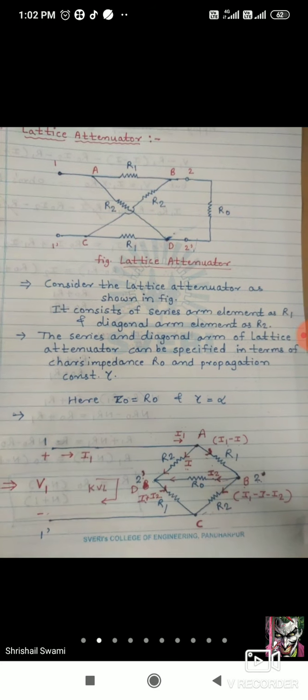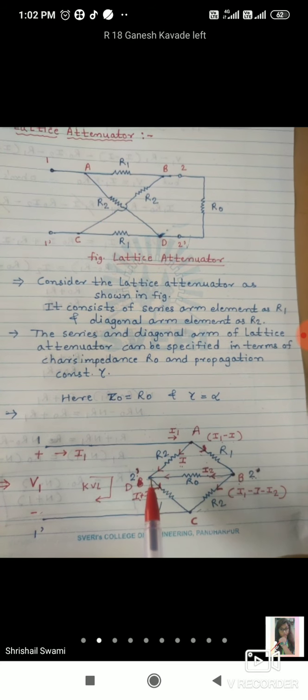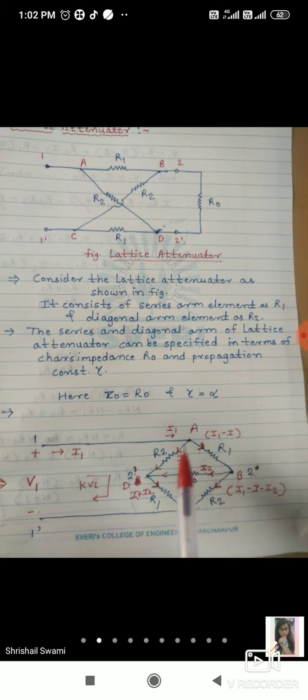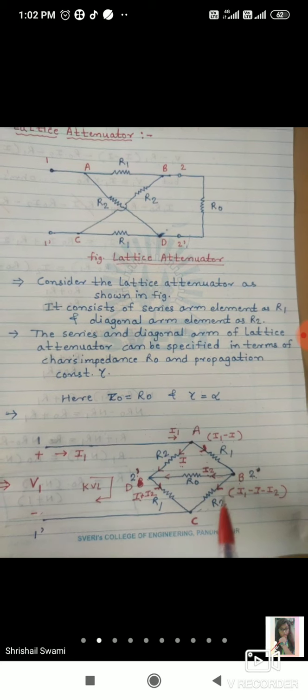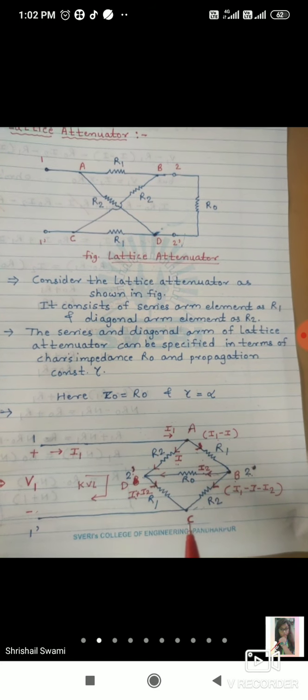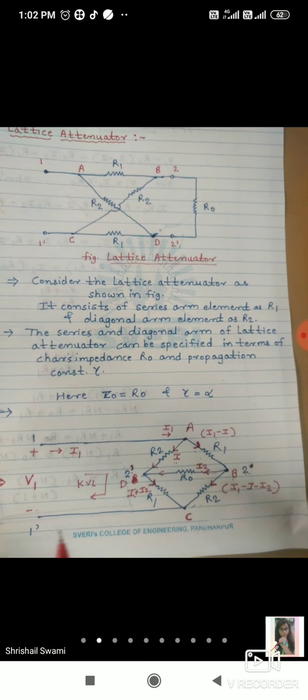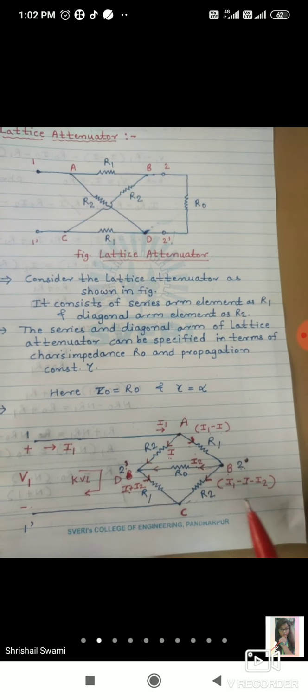Now if you want to get R2, you have to select the path A to D, in which R2 is there, A to D, then D to B, and then B to C. A to D, D to B, and B to C, and last one dash. So this path you have to follow, in which only R2, R0, and again R2 is there. If you select that path, you will get the expression. So that I will write directly. So apply KVL.